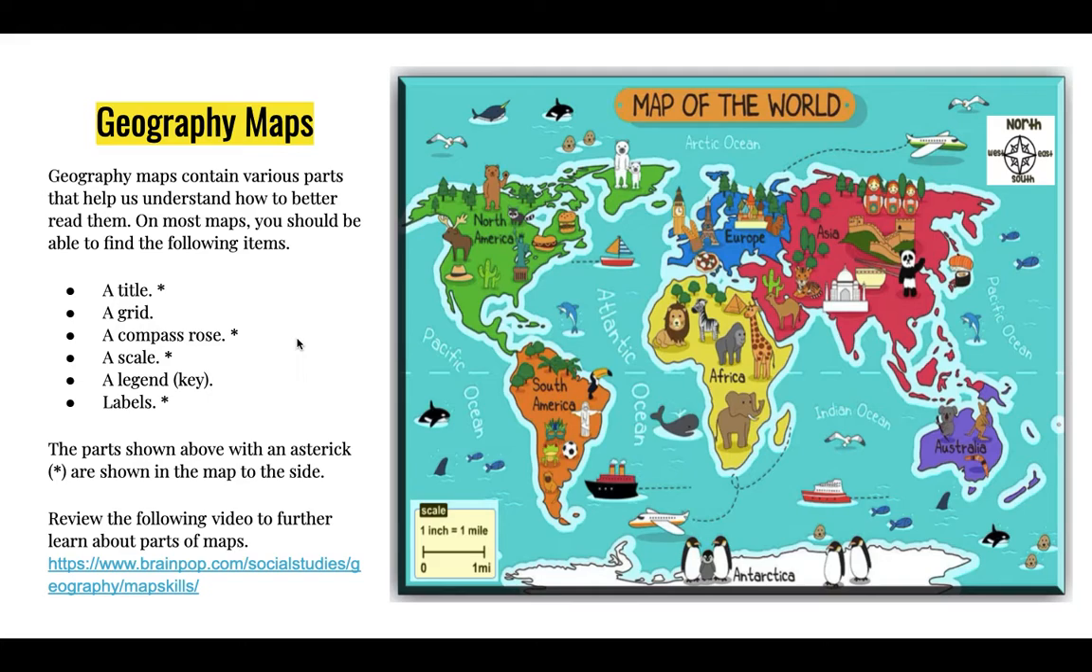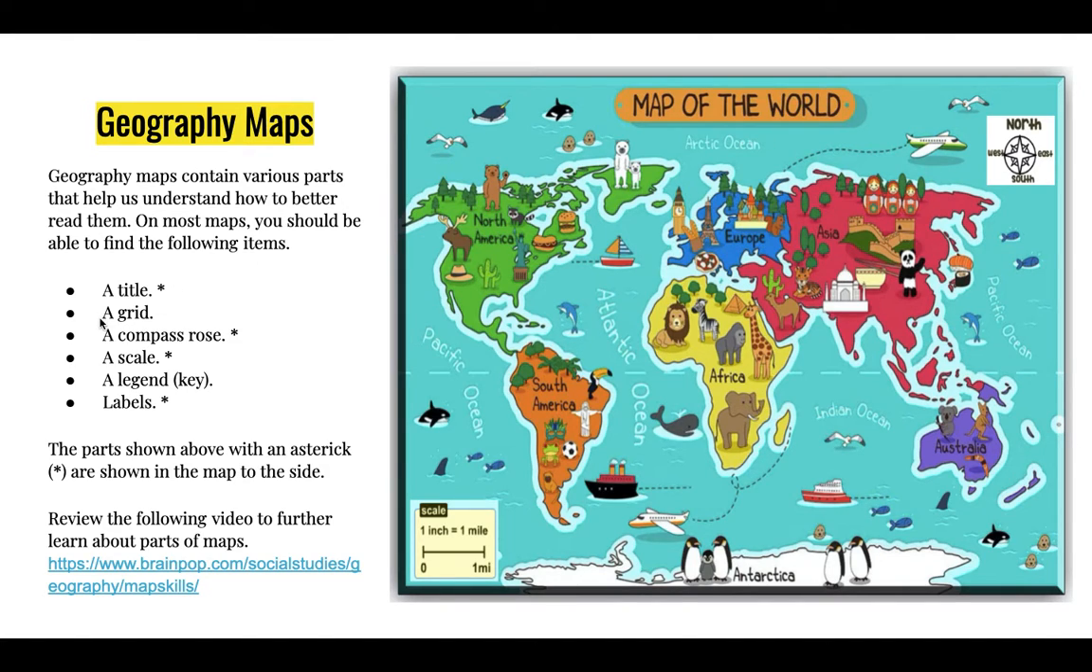Okay, geography maps. Geography maps contain various parts that help us understand how to better read them. On most maps, you should be able to find the following items. Now, this is a list of items you will find on most maps. The parts shown above with an asterisk, which is this little star right here, are shown in the map to the side. So this map does have a title. It is called Map of the World.